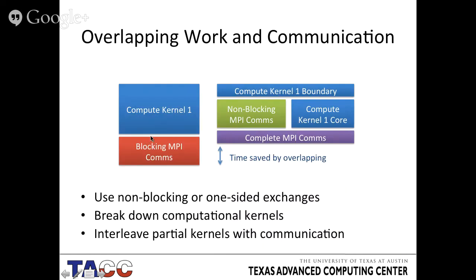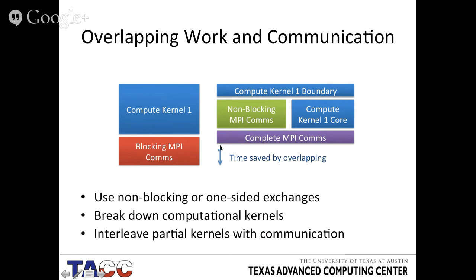Now, the way that works is if you were doing blocking MPI communications, you would have, say, your compute kernel execute, and when it's done, you're going to exchange some data, and you can do nothing else. If you were distributing this into two different kernels, one that takes care of the boundaries, then you can exchange those boundaries asynchronously while you compute the kernel core on both tasks simultaneously. You would complete your MPI communications, and then you would have saved some time by overlapping the communication with the computation of the other kernel.